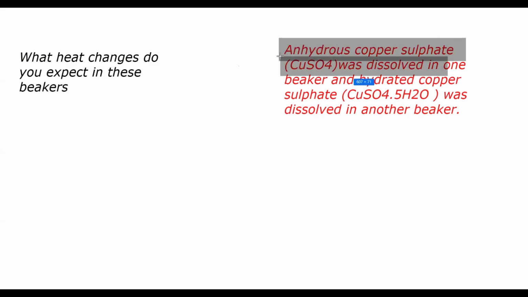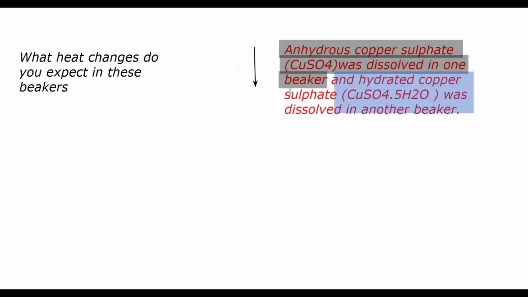anhydrous copper sulfate, on dissolving, will absorb heat from the surroundings. So this is considered an endothermic reaction. So we'll say that the temperature would fall in this case. The other one, that is dissolving of hydrated copper sulfate, is an exothermic reaction, and in this case the temperature would rise. That's what you have to write in the exam.